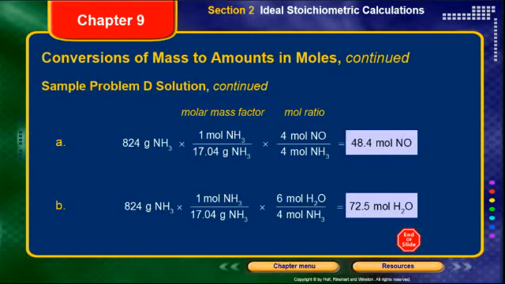The molar mass of ammonia ends up being 17.04 grams per mole. And then for A, the mole ratio of nitrogen monoxide to ammonia is 4:4. And for B, the mole ratio of water to ammonia is 6:4.